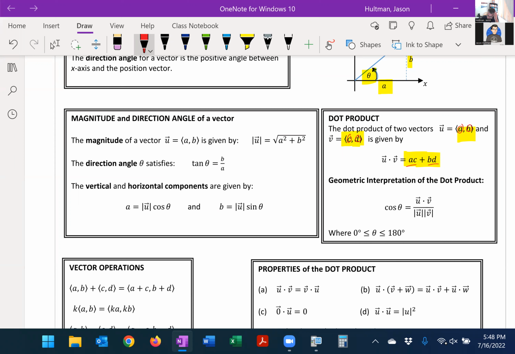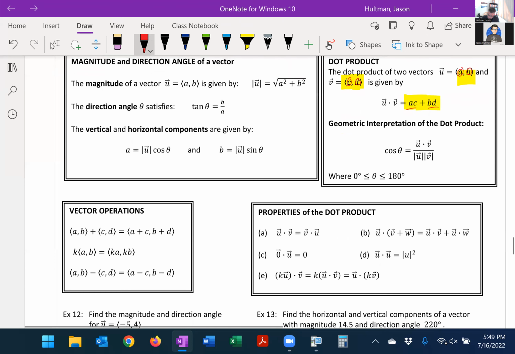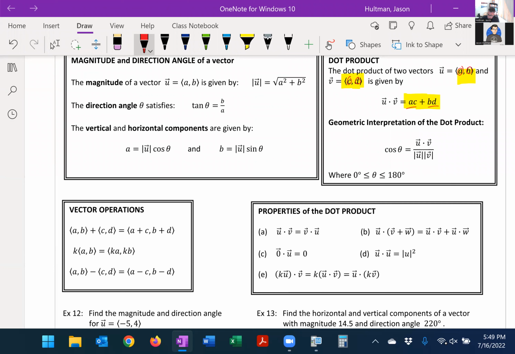The geometric interpretation of the dot product is the cosine of theta is equal to the dot of u with v over the product of the magnitude of u and the magnitude of v, where theta is between 0 and 180.